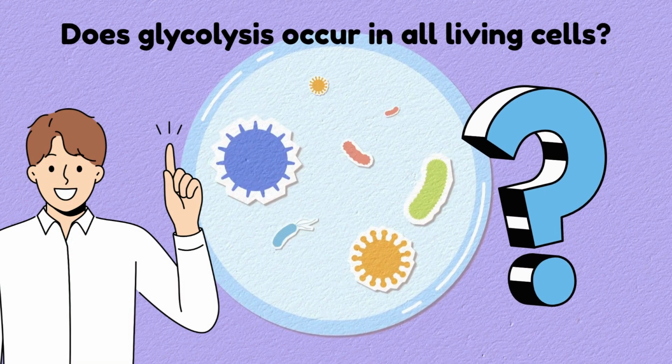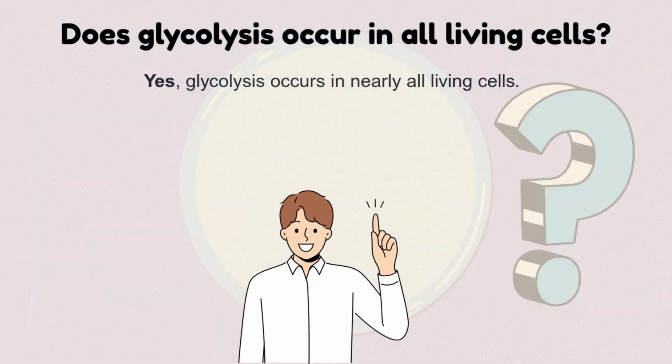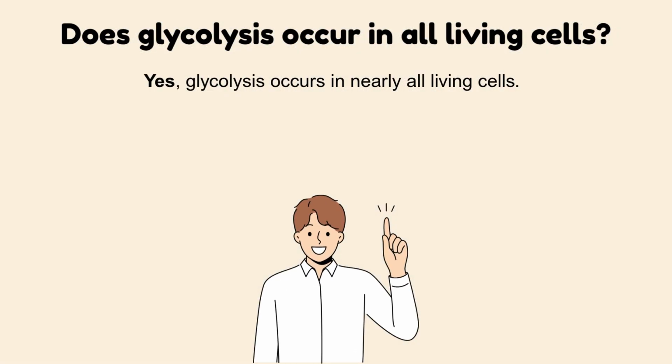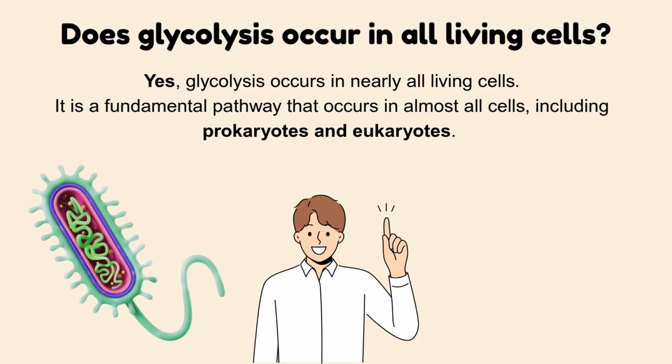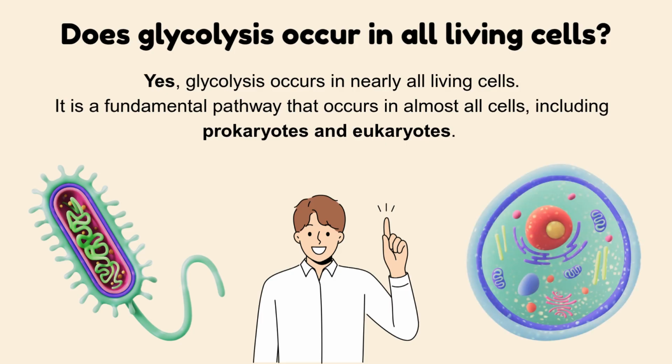Does glycolysis occur in all living cells? Yes, glycolysis occurs in nearly all living cells. It is a fundamental pathway that occurs in almost all cells, including prokaryotes and eukaryotes.